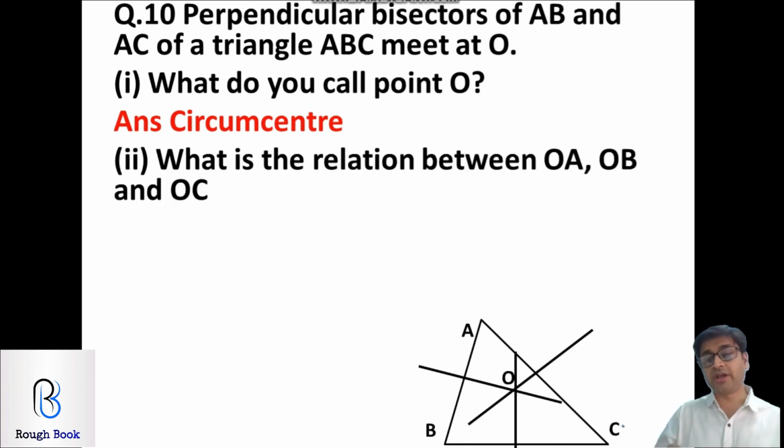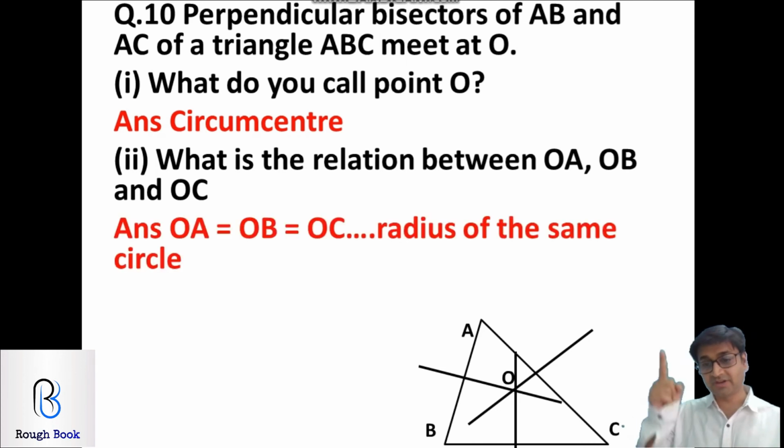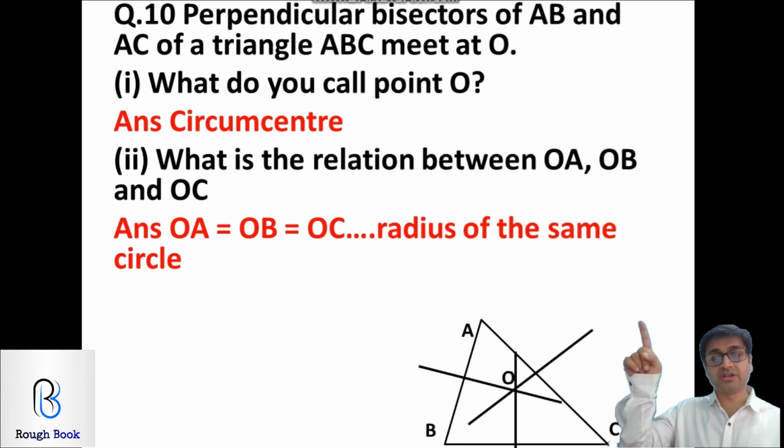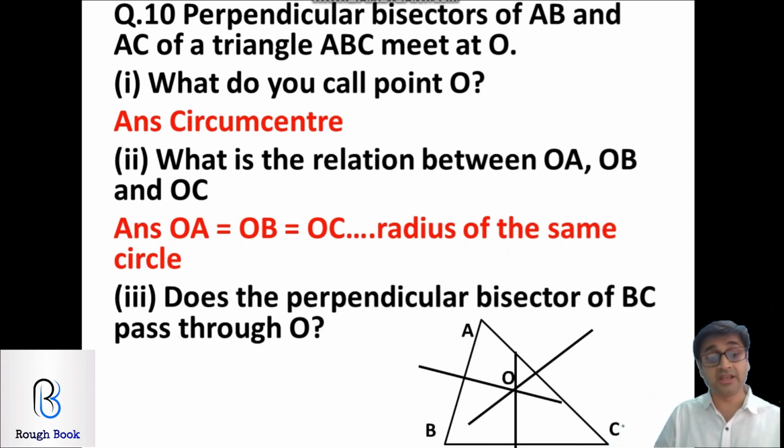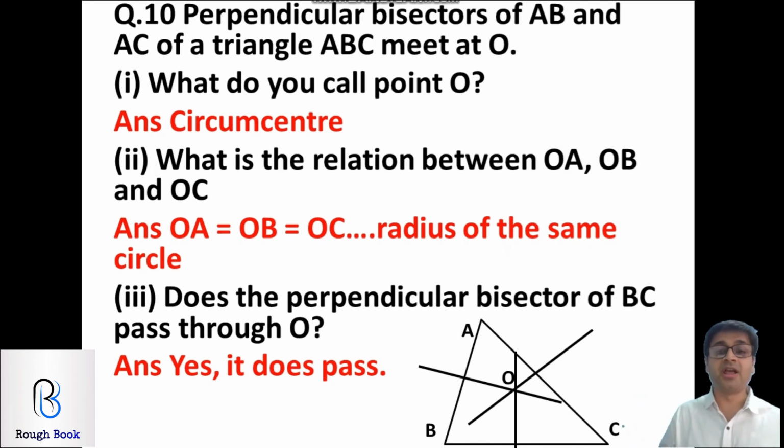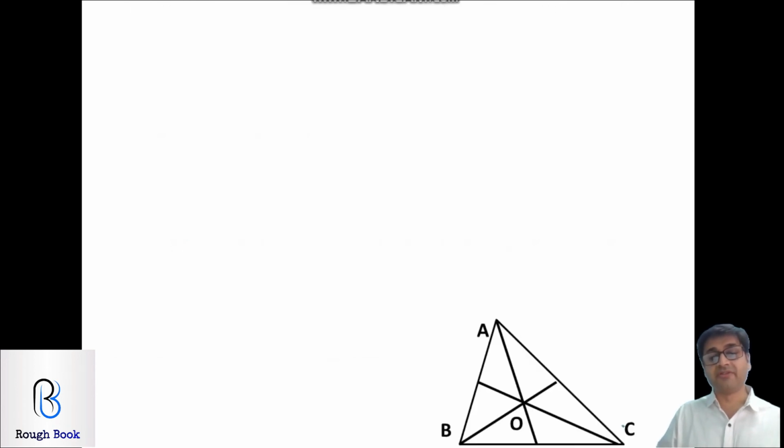What is the relation between OA, OB, OC? I just taught you. Can you see this distance between O and A, O and B, O and C? It's the same. Why? Because you are able to draw a circle and A, B, C lie on the circle. So that means all three are radii. There you can see OA, OB, OC, all three are radii of the same circle, so all three are equal. Does the perpendicular bisector of BC pass through O? So if I draw a perpendicular bisector of BC, will it pass through O? Obviously yes. When you draw three perpendicular bisectors, all three of them will pass through one point and the point is called the circumcenter.